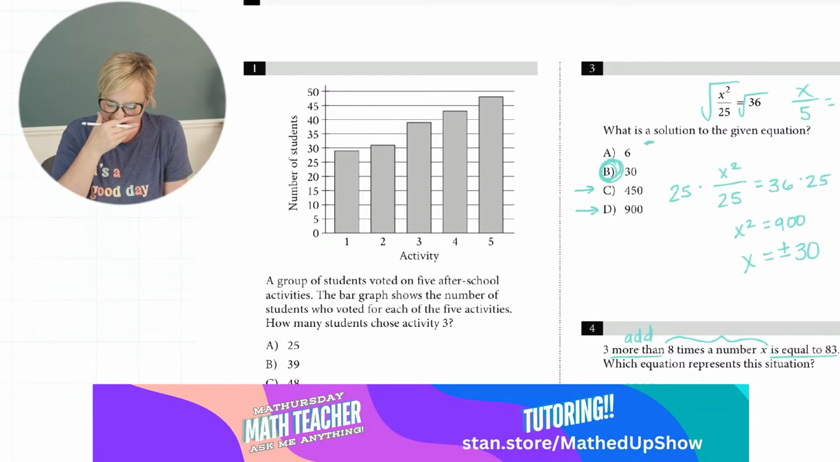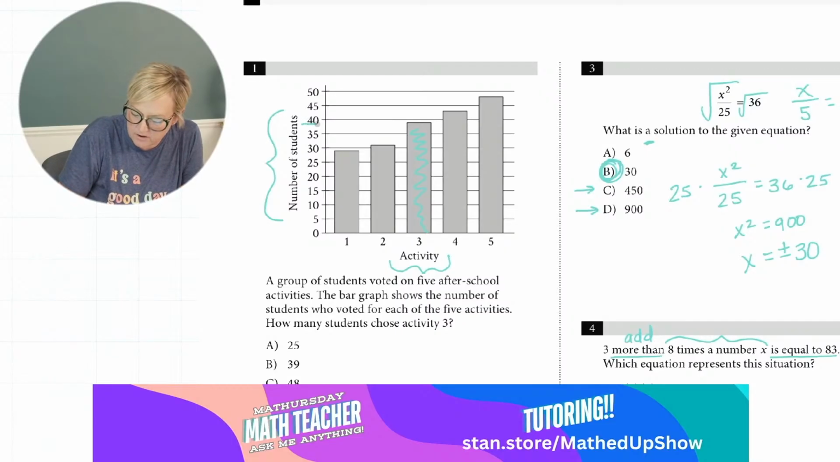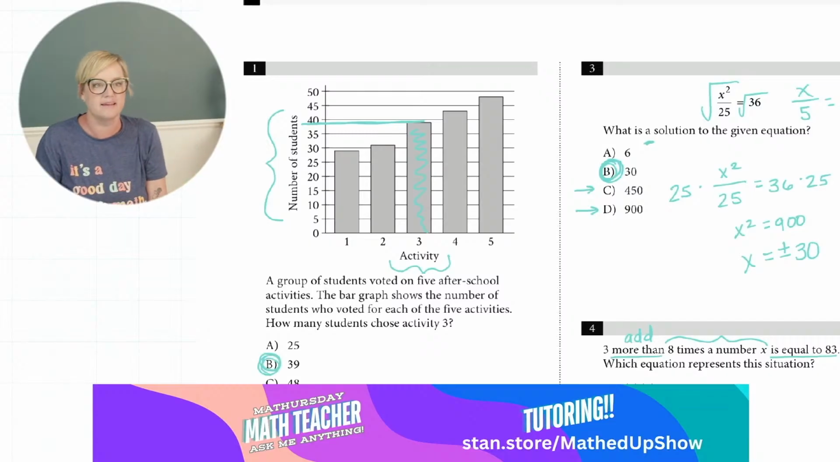All right, so let's look through here. We've got a group of students voted on 5 after-school activities. The bar graph shows the number of students who voted for each of the 5 activities. How many students chose activity 3? Right here, we've got the number of students here and the activity that they chose here. So the number of students who chose activity 3 is just under 40. If we continue that line over, it's just under 40. So the only answer that makes sense is B. Yay!